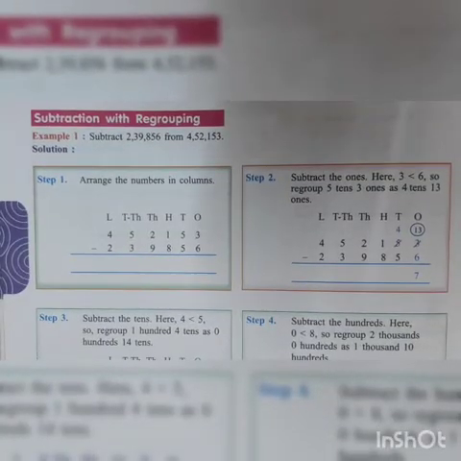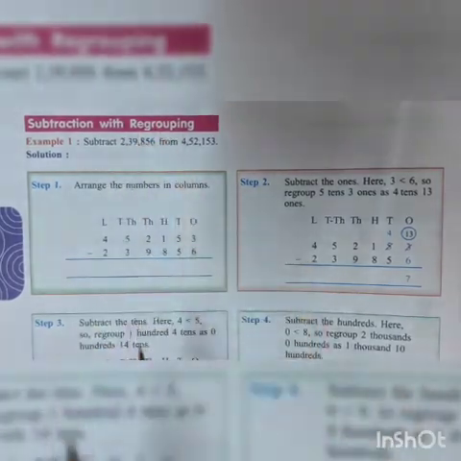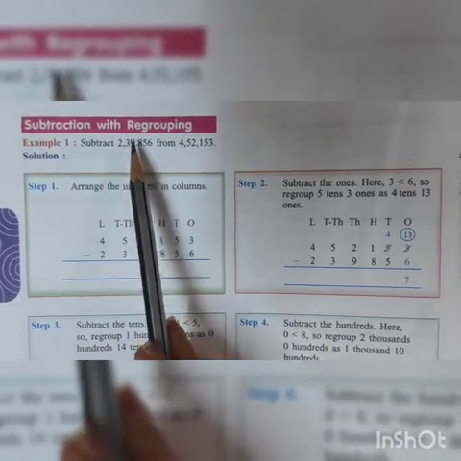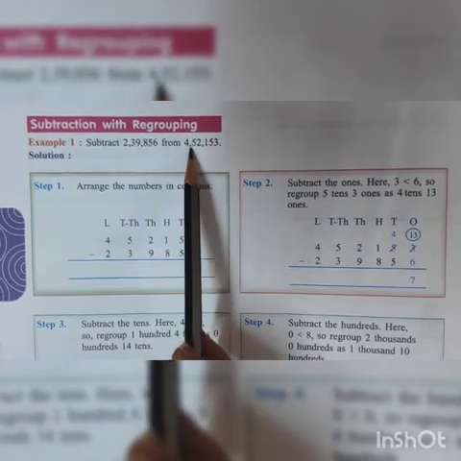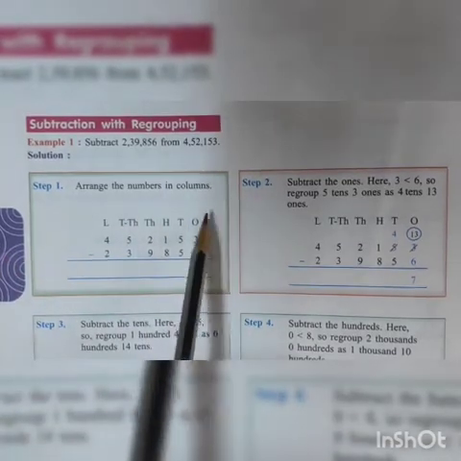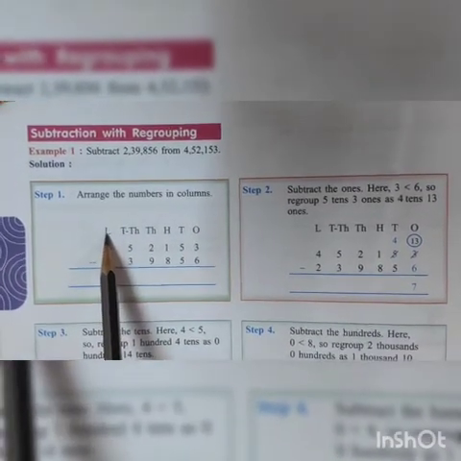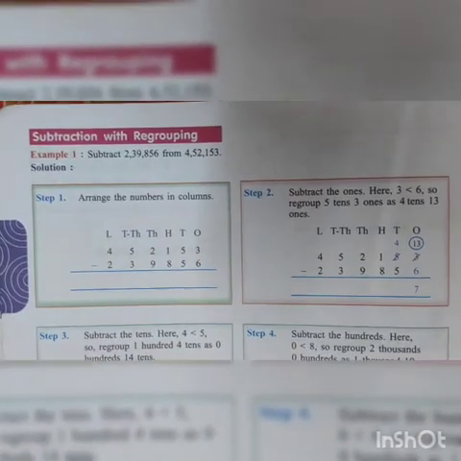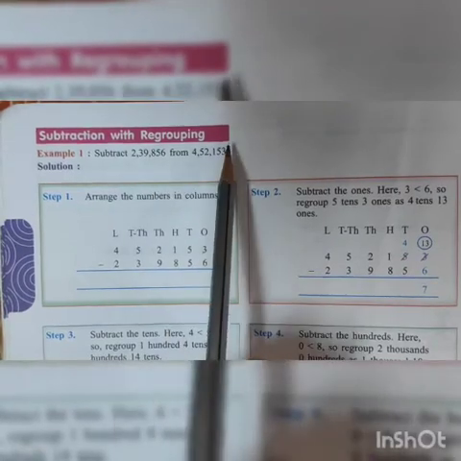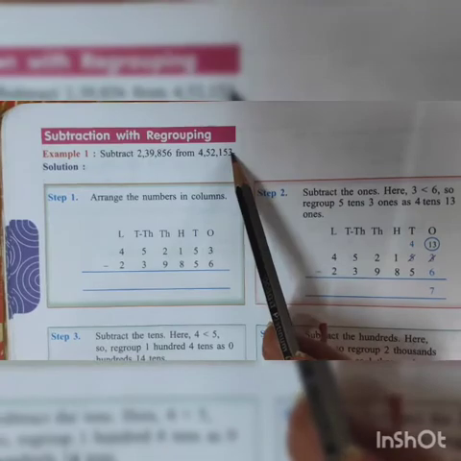So students, now we are going to deal with subtraction with regrouping. See here what we have to subtract: 2,39,856 from 4,52,153. So first of all, we have to write the places till lakhs, since it is a 6-digit number. Now we have to subtract 2,39,856 from 4,52,153. So students, we have to arrange it from the ones place.